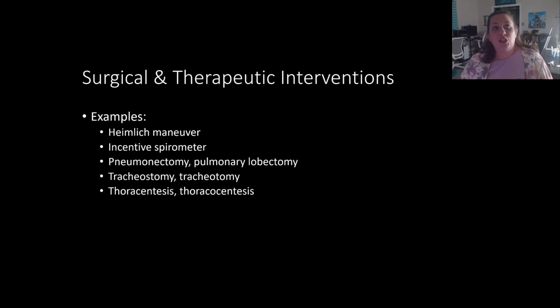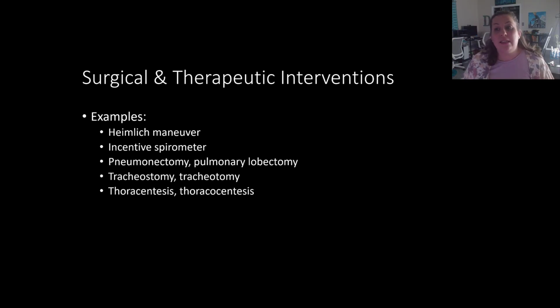All right, so some surgical and therapeutic interventions that deal with the respiratory system. We have the Heimlich maneuver. The Heimlich maneuver is what a rescuer does. It grasps the belly and pushes upward to get out anything that is blocking the airway if someone is choking. So this would be what we would use for the Heimlich.